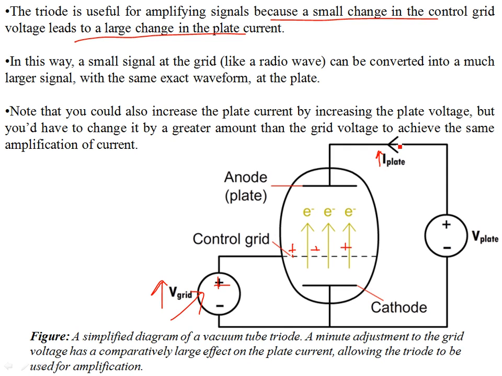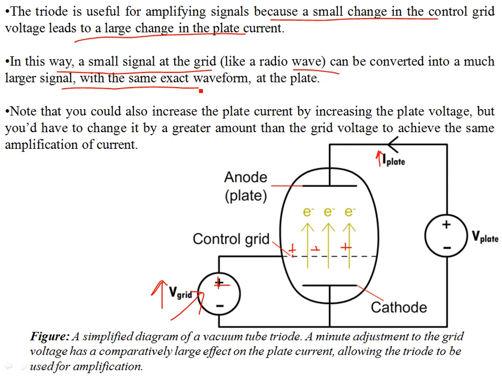Note that the conventional current has an opposite direction to the current from cathode to anode, which is the physical flow of electrons. So in this way, a small signal in the grid, like a radio wave, can be converted into a much larger signal. So this is an amplifier, just like NPN or PNP transistors.